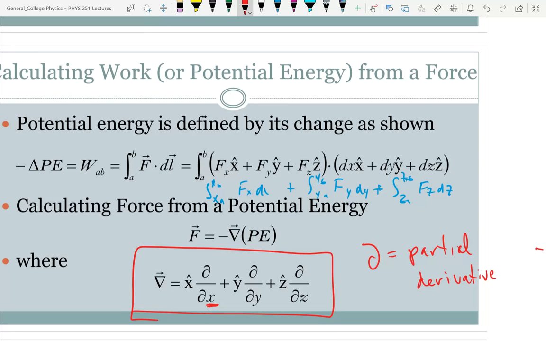Now, by the way, this is the gradient in Cartesian coordinates. Cartesian coordinates are the ones named after Rene Descartes that we typically call x, y, and z. Not the only set of coordinates we can use. We can use spherical coordinates or cylindrical coordinates, and the gradient operator is going to look different. So is this part here if you use different coordinate systems.